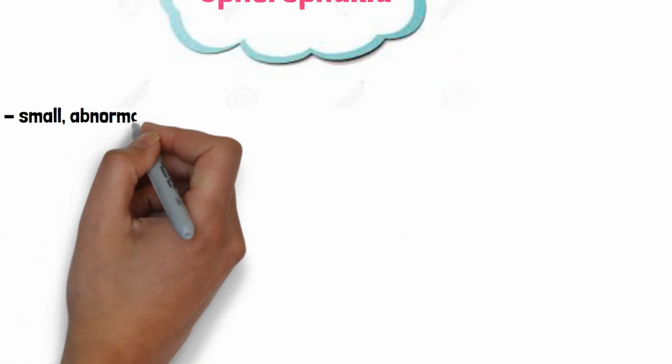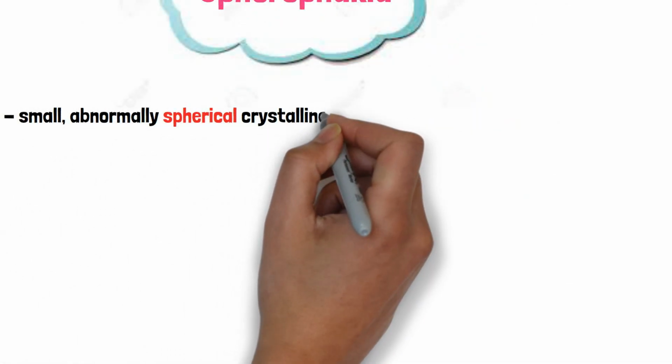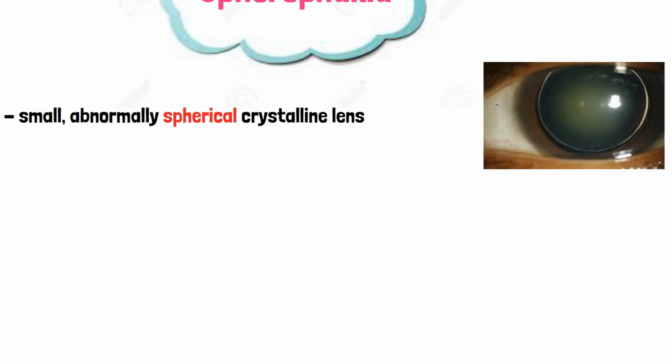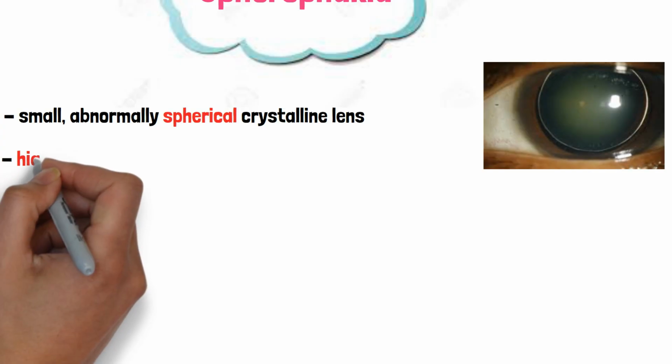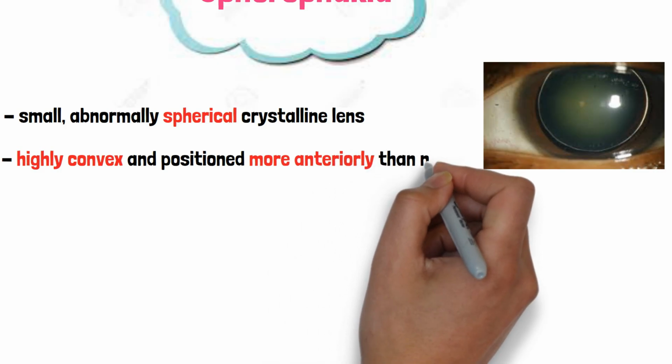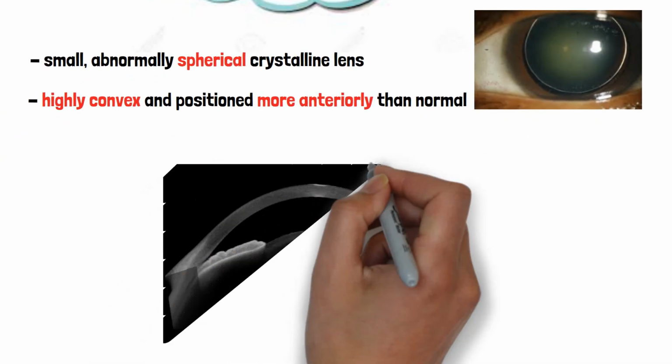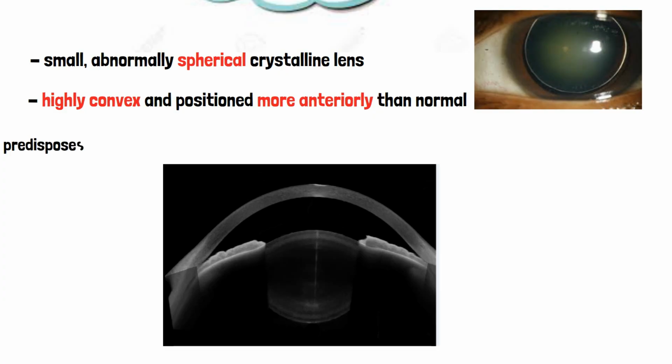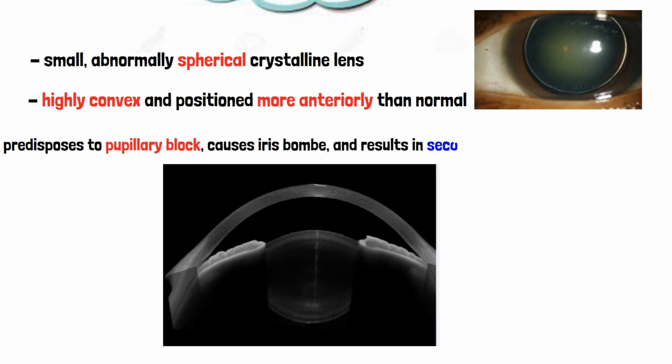Spherophakia refers to a small, abnormally spherical crystalline lens, with increased antero-posterior thickness and reduced equatorial diameter. Because the lens is highly convex and positioned more anteriorly than normal, it leads to a shallow anterior chamber. This anatomical change predisposes to pupillary block, which causes iris bomb and results in secondary angle closure glaucoma. Importantly, this is the most common glaucoma mechanism seen in spherophakia. To be continued.